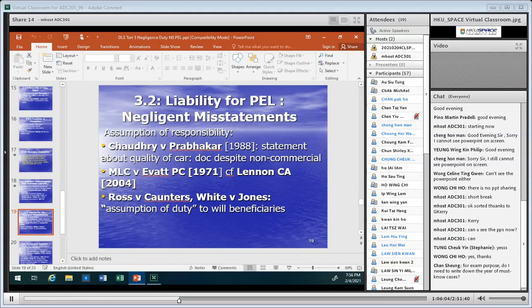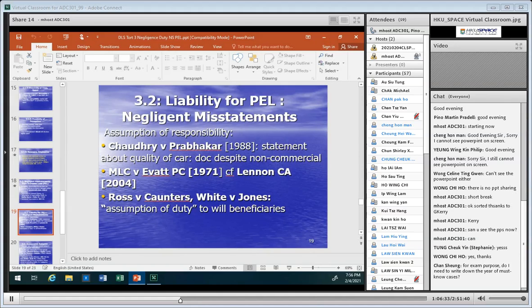And the person making the statement did assume responsibility. There was reasonable reliance on it by Mr. Lennon. He suffered pure economic loss. He didn't suffer personal injury or property damage. And the court found that a duty of care was owed to him in the Lennon case. And indeed, they also found that there was a breach of the duty. Okay, so Mr. Lennon was able to claim.